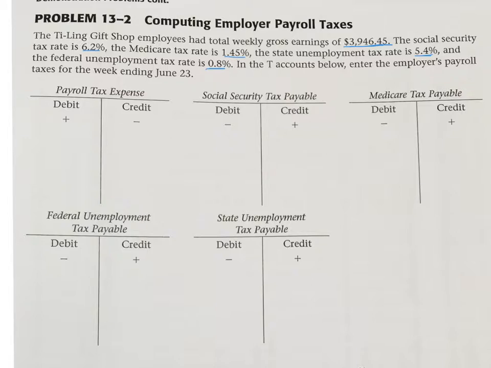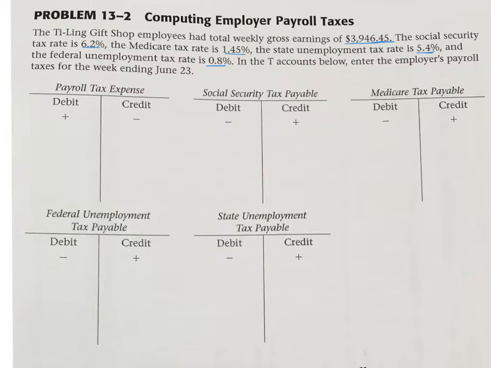So let's first look at Social Security. Social Security is a 6.2%. So we multiply our gross earnings of $3,946.45 by 0.062, and we get a total of $244.68. This is an increase of our liability. This is an increase of what we owe, so it goes on the credit side of our Social Security tax payable.